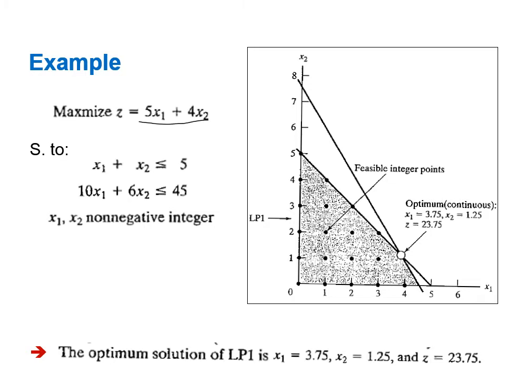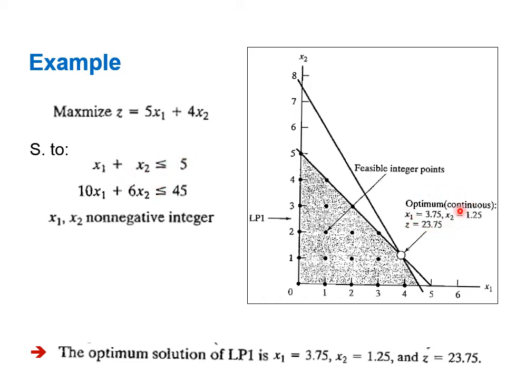We need to look at the objective function and the improving direction, which is 5 and 4. And if you go in this 5 and 4 direction, it should be something like this. And if you move in this direction, you will identify that the optimal solution for the linear programming relaxation is this corner point over here. And this corner is the intersection of these two constraints when you make them equalities.